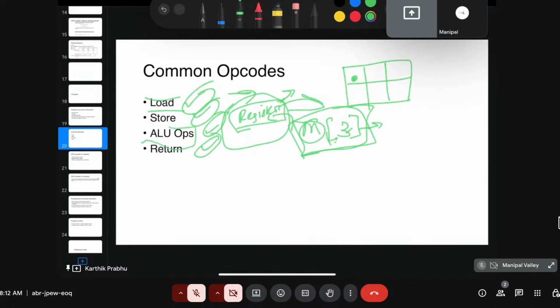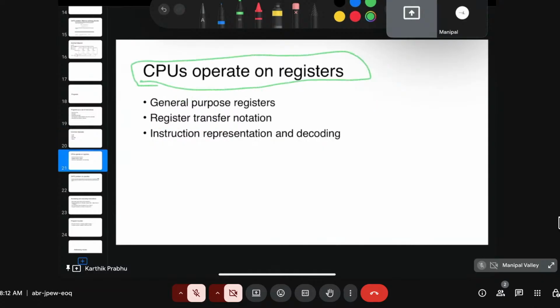And ALU operation is all of those: addition, subtraction, multiplication, division, and so on. And return is more related to functions, so we can explore that when we discuss subroutines. But yeah, these are the four main opcodes. So, like I said, CPUs operate on registers, which means you need to bring the data from main memory into a register, and then the CPU can take the value from that register and do the operations.